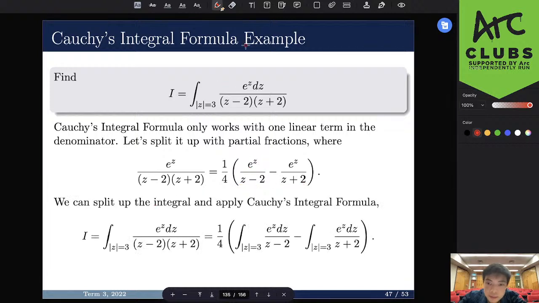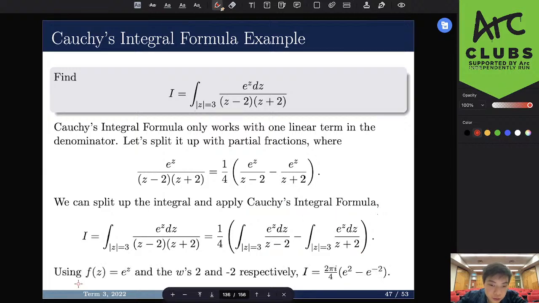So let's do that. We have the integral, and of course we know that a circle of radius 3 is both simple and closed, so we can integrate across it. We've transformed it such that each individual integral is some holomorphic function divided by a linear term, so we can use Cauchy's integral formula. We choose our f of z to be e to the power of z, and then we have two different w's to choose, which are 2 and minus 2.